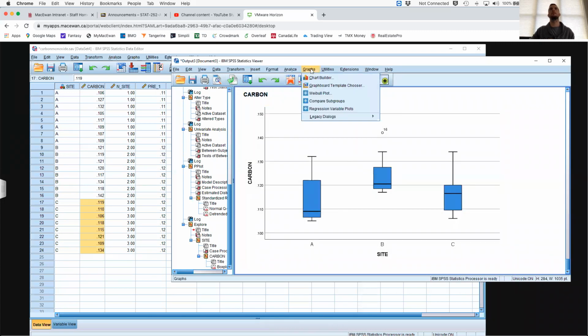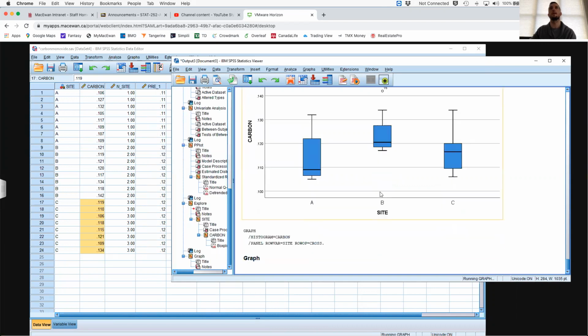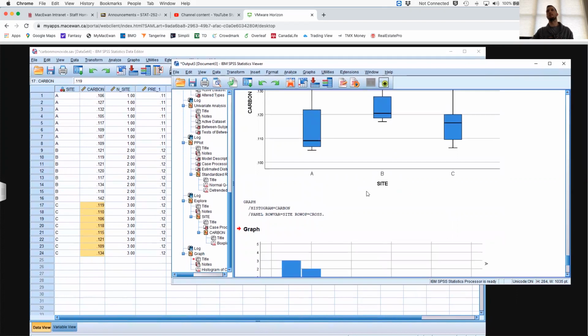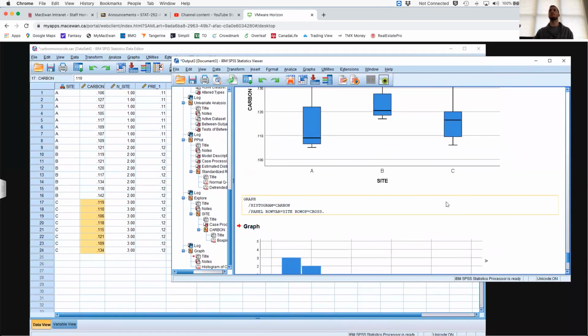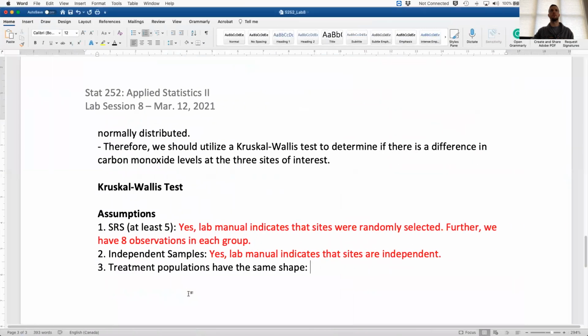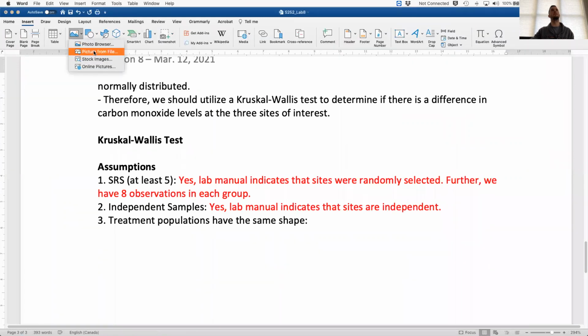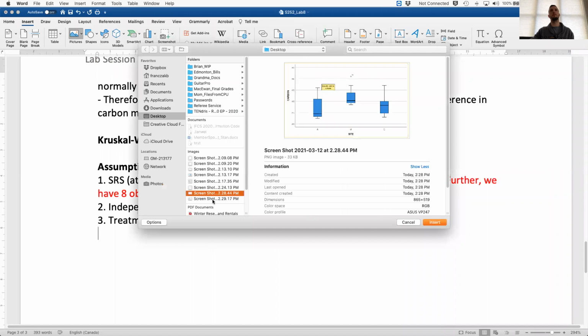All right, and then we can also go graphs, legacy dialog, histogram. We can put carbon in the variable axis, click OK. And then here are the histograms. Not very informative, but from below, we can insert these files.